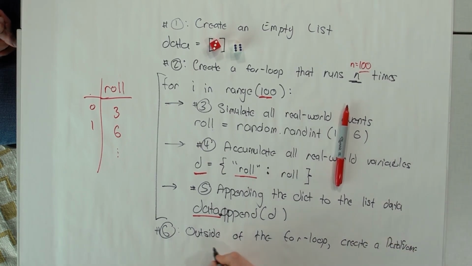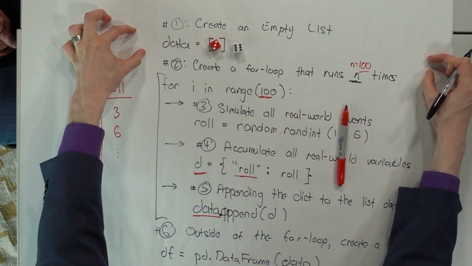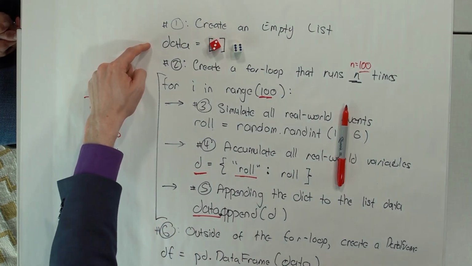And to do this, I'm going to simply do df is equal to pd.DataFrame of data. So we're going to take all of our list of 100 dice rolls up here and create a data frame by using the specific syntax of doing pd.DataFrame, open parentheses, and giving it the name of the list that I have up here.